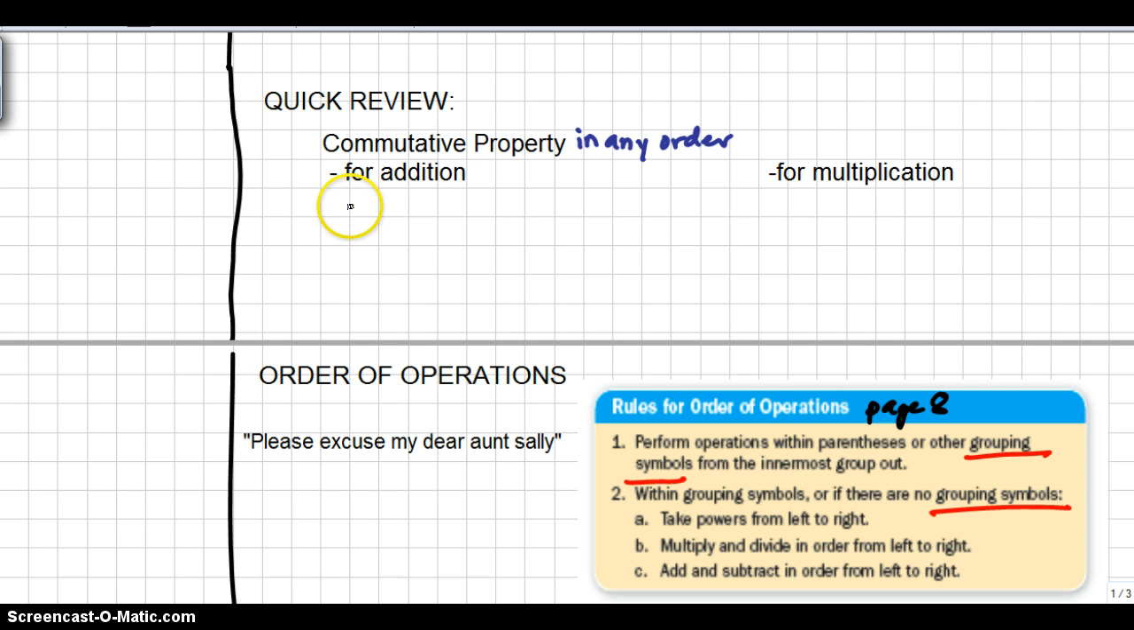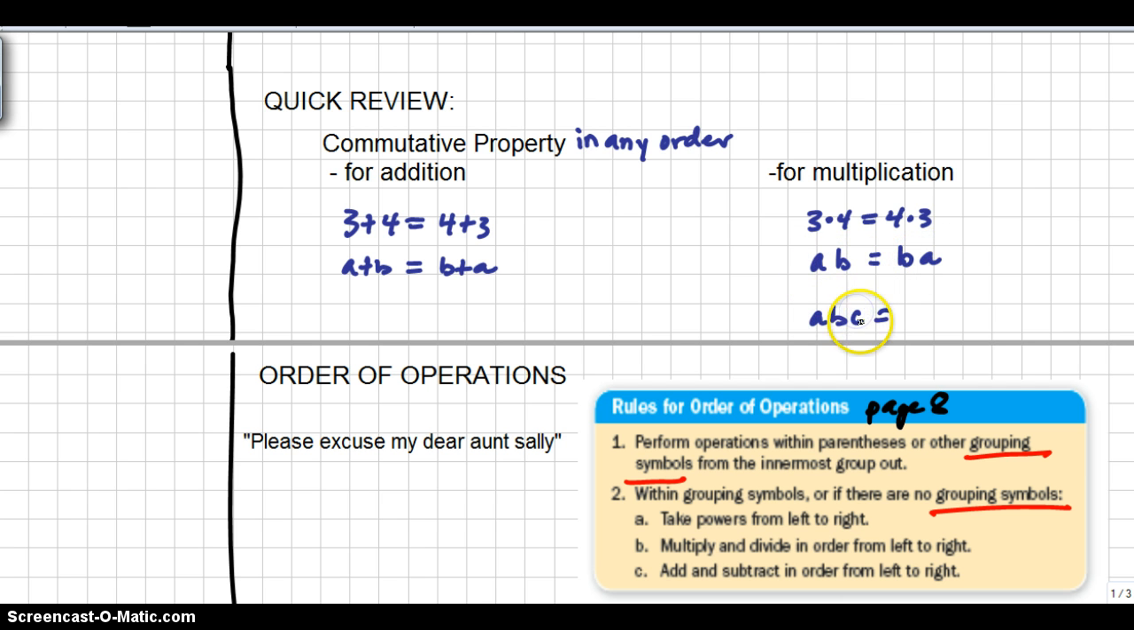Quickly, an example of that would be 3 plus 4 is the same as 4 plus 3. In algebraic form, you'd say a plus b is the same as b plus a. In terms of multiplication, you could do the same thing. You can multiply in any order. So if you did 3 times 4, that's the same as 4 times 3. Algebraically, you'd say AB is the same as BA. Keep in mind that this works for more than two numbers. So if you had ABC, know that you could rearrange those and also come up with the same answer.